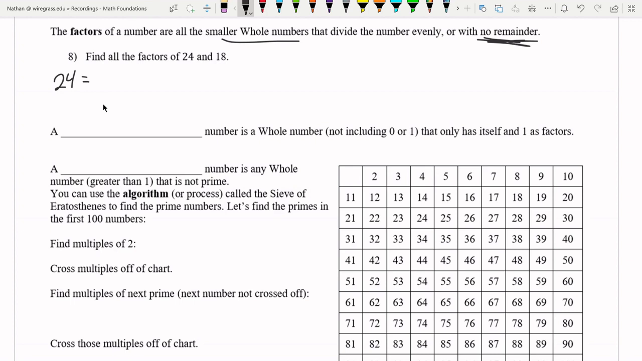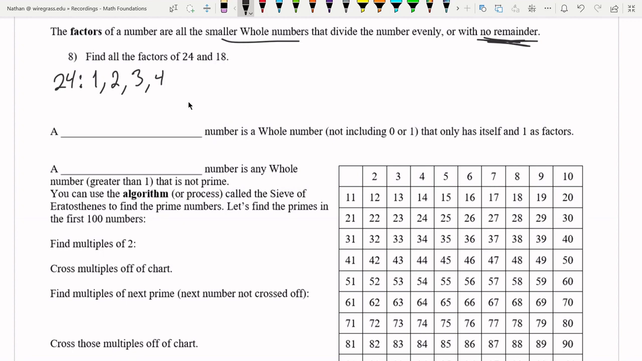But 1, however, 1 can always divide a number. So the factors of 24 are going to be 1, and the next number would be 2. Well, can 2 divide 24? 24 divided by 2 is 12. So yes, it's a factor. 3 can divide 24. 24 divided by 3 is 8. 24 divided by 4 is 6. So 4 can go in there.